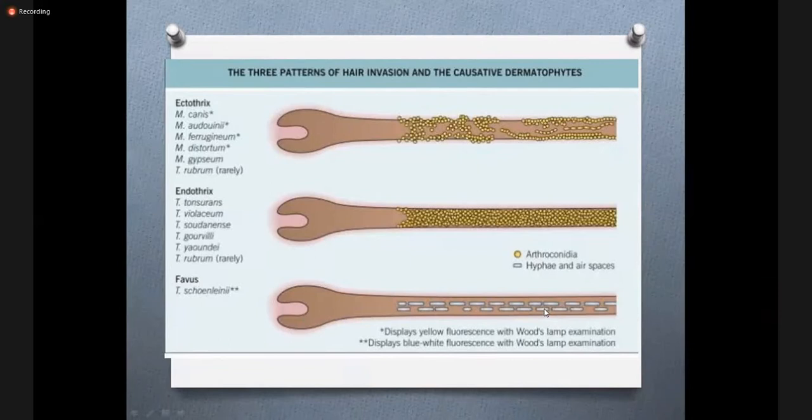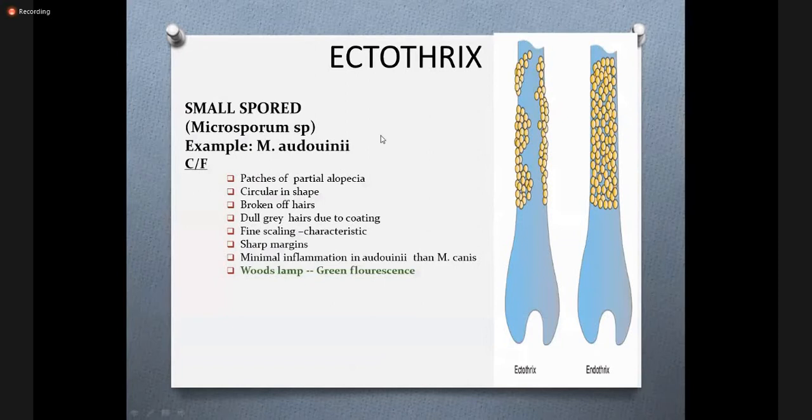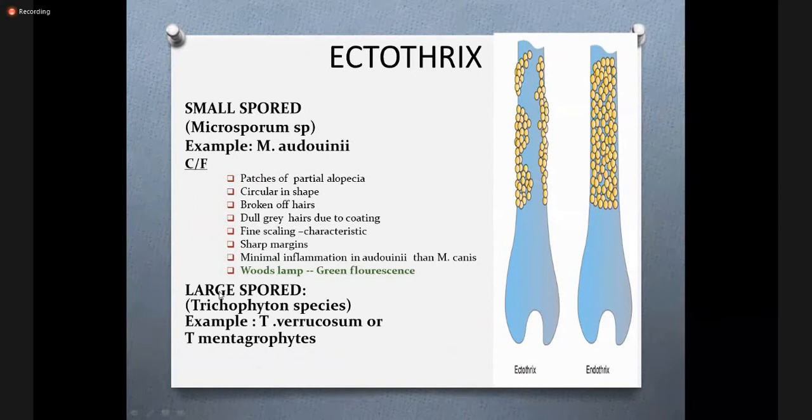Okay, this is ectothrix. Ectothrix presents as patches of partial alopecia. They are usually circular, with broken off hairs, dull gray hair due to coating. They may be finely scaling. They are also sharply demarcated. And there is minimal inflammation caused by ectothrix. Okay, Wood's lamp gives green fluorescence. Okay, and large spores.